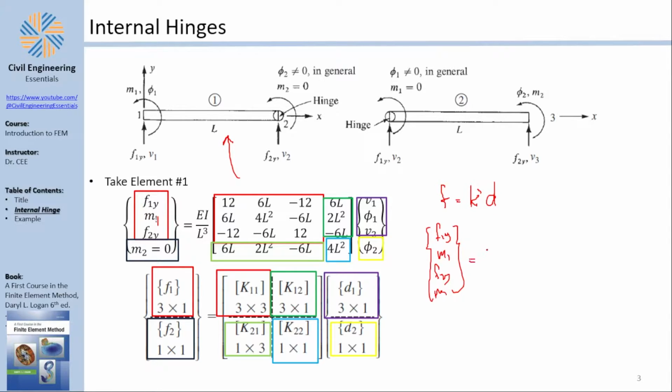What is the stiffness matrix? The stiffness matrix is EI over L cubed and all the 4x4 elements here, the numbers that you see here. We have explained this before in another video that I will be linking above. And what is the deflection here?